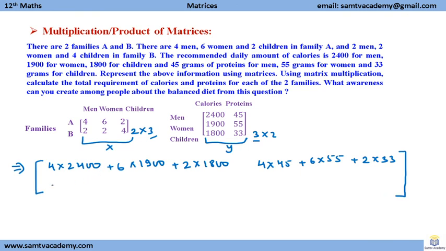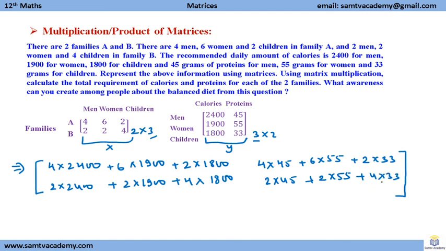Similarly, 2 into 2400 plus 2 into 1900 plus 4 into 1800. This is the calorie requirement of family B, and now the protein requirement: 2 into 45 plus 2 into 55 plus 4 into 33.